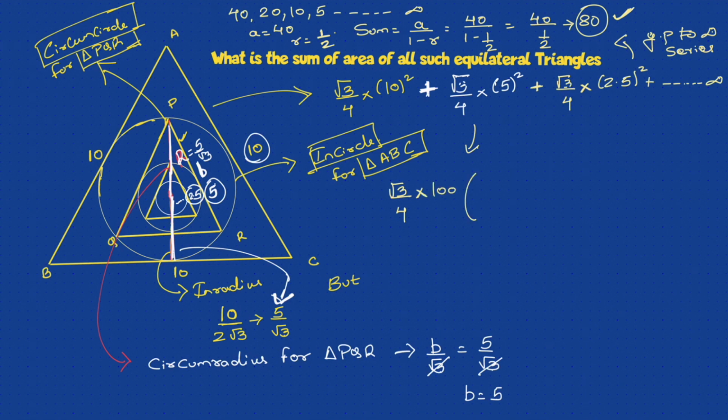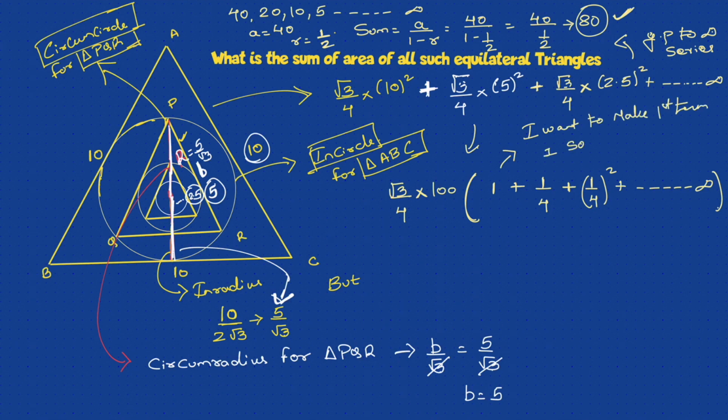So what will I do? I'll take out square root of 3 by 4 into 100 outside. So what am I left with? 1 plus 1 by 4 plus 1 by 4 the whole square plus so on till infinity. Why did I do it this way? Because I wanted my first term to be 1. When my first term is 1, it is easier for me to solve this problem. The calculation becomes easier, and that's why I took the whole of square root of 3 by 4 into 100 outside.